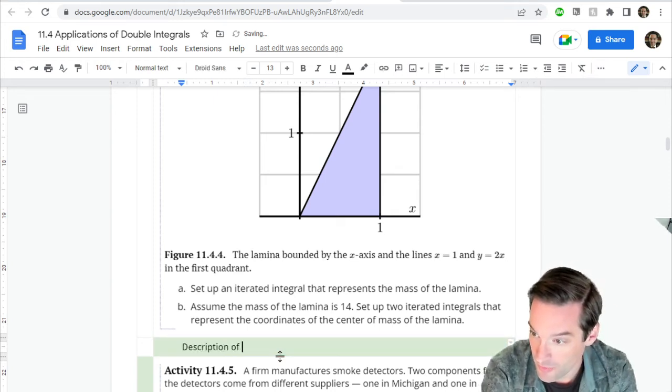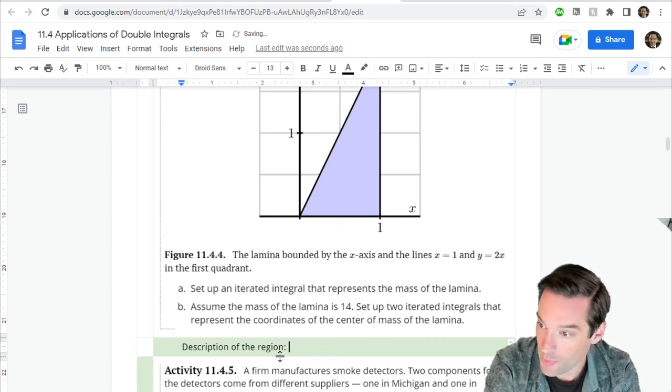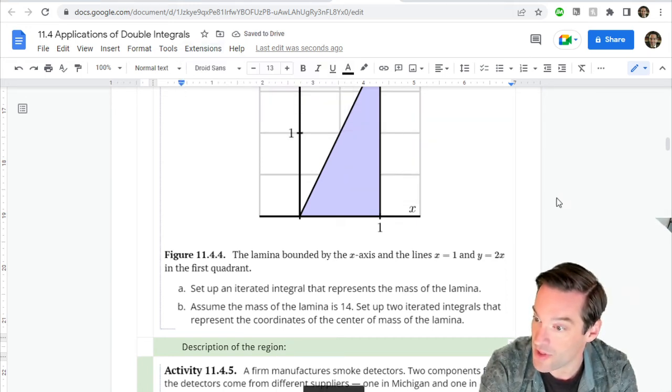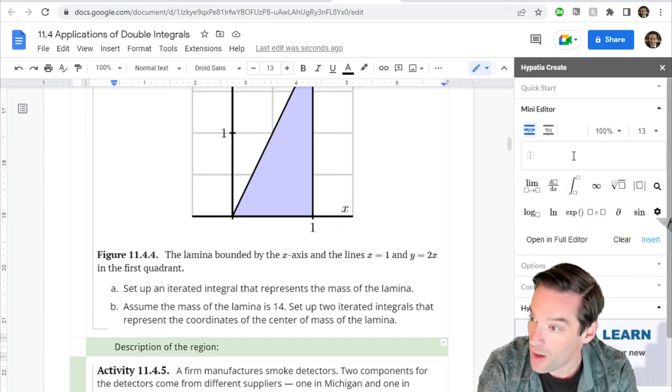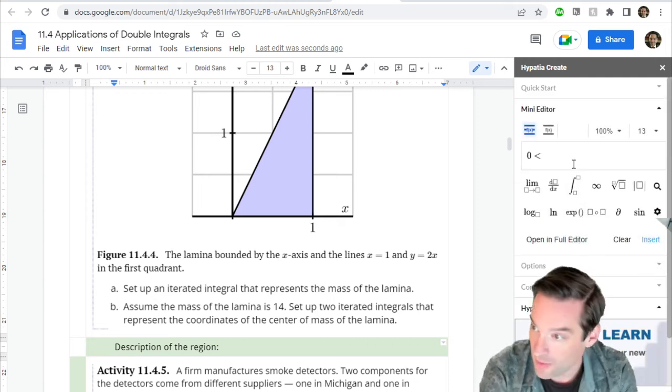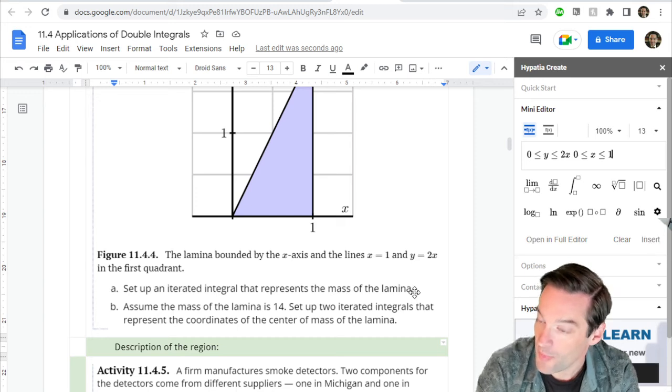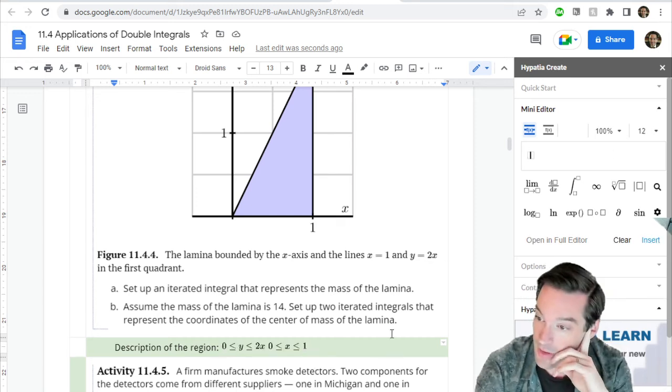The description of the region as a type 1 region is going to tell us, getting my equation editor out, that y is ranging between 0 and 2x, and x is ranging between 0 and 1. So there's my type 1 description of the region.